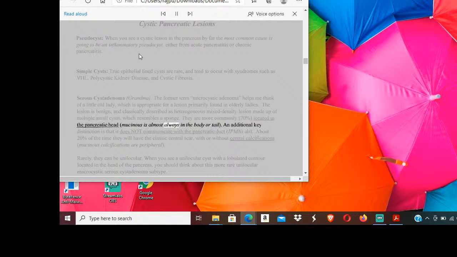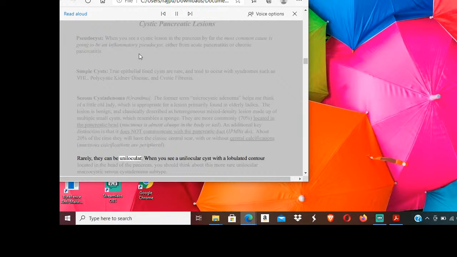Mucinous is almost always in the body or tail. An additional key distinction is that it does not communicate with the pancreatic duct; IPMNs do. About 20% of the time they will have the classic central scar, with or without central calcifications. Mucinous calcifications are peripheral.